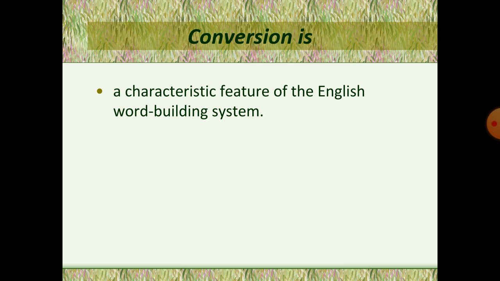Classifications of English compounds. The first, according to the parts of speech, compounds are subdivided into A, nouns, B, adjectives, C, verbs, D, adverbs, E, prepositions, F, numerals, and G, pronouns.